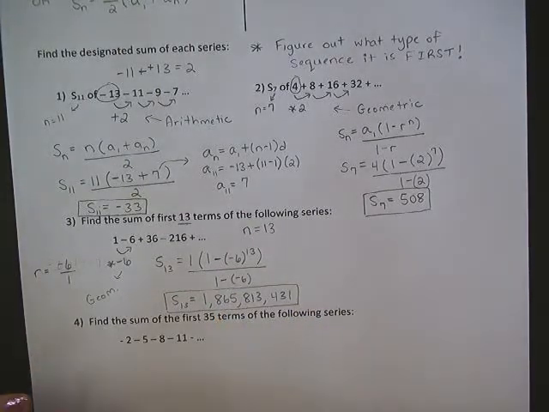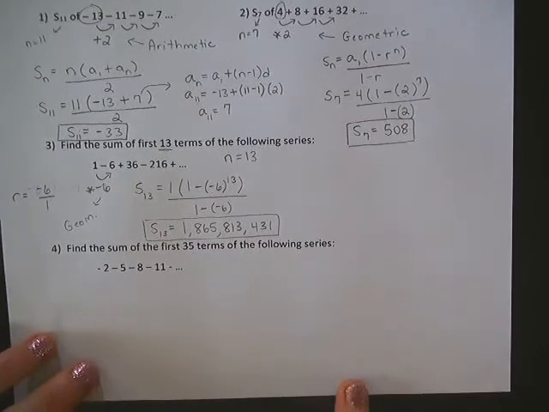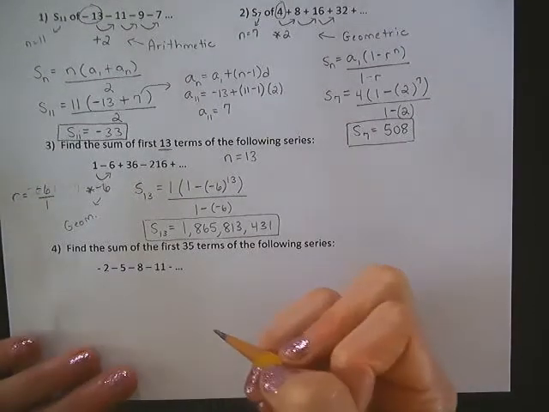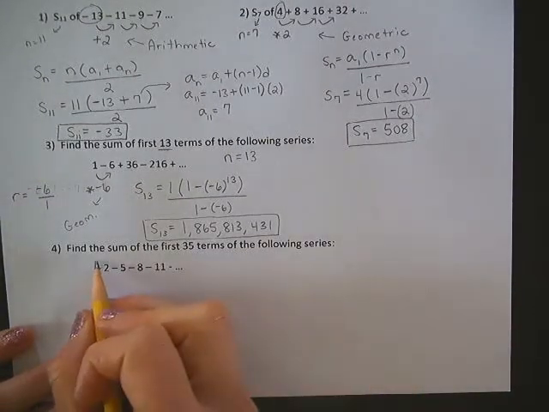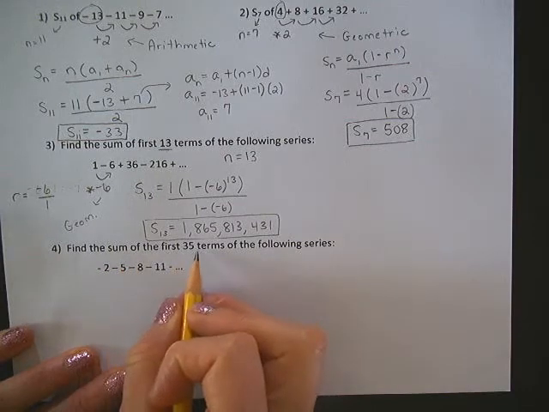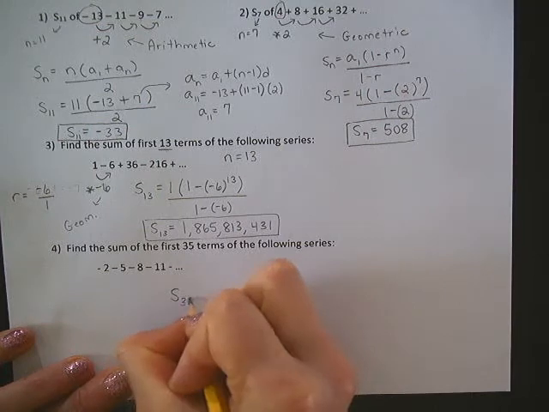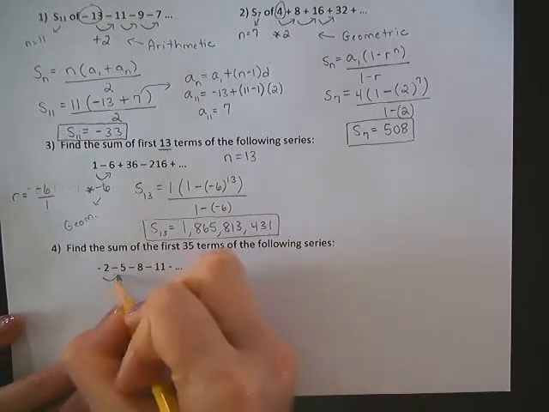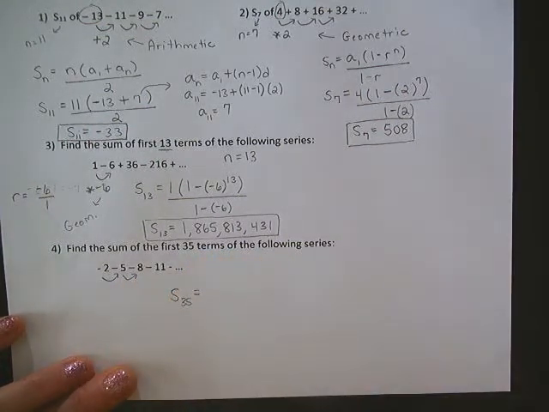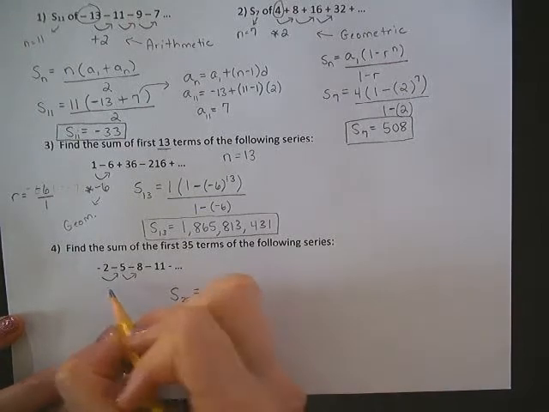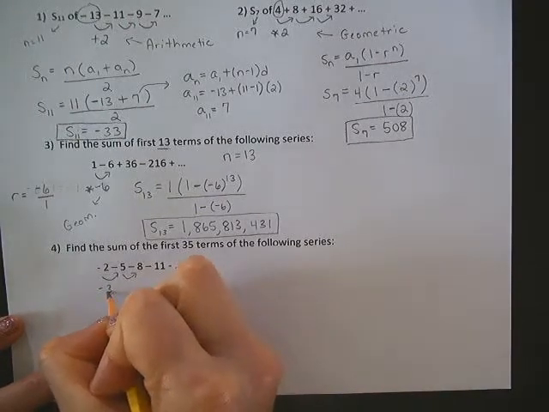Okay, so we're going to do one more problem and then I'll let you guys work on the homework with it. So it says with this one, find the sum of the first 35 terms of this series. All right, so we're finding this S sub 35. All right, what's the pattern? What am I doing to go from one term to the next? Here, it looks like I'm subtracting 3.